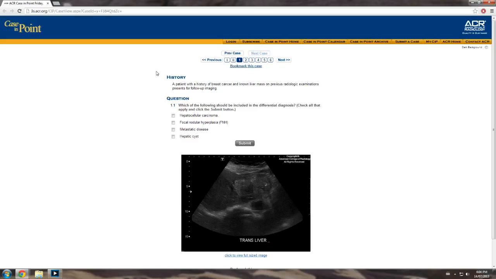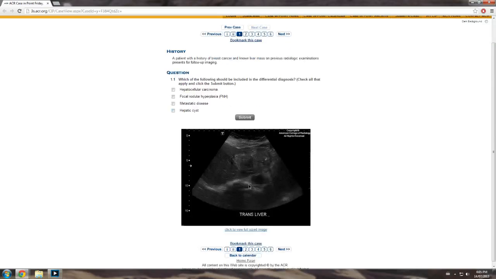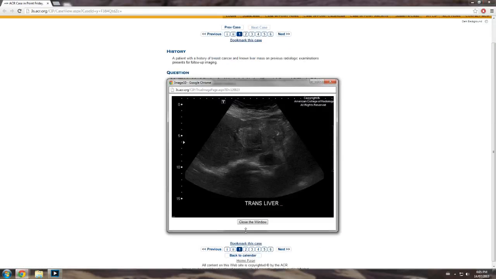Here we go. So this is a case of a patient with a history of breast cancer and known liver mass on previous radiologic examinations. Presents for follow-up imaging. So which of the following should be included in the differential diagnosis? And let's blow this up just a bit.